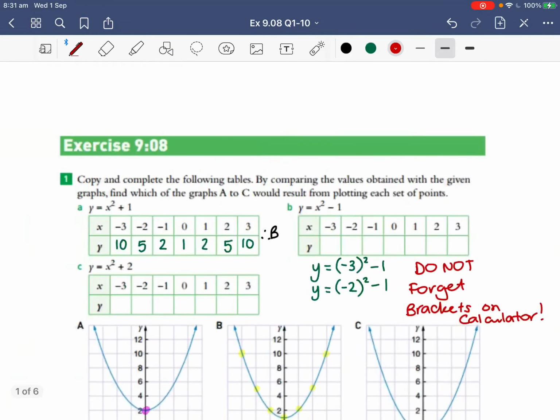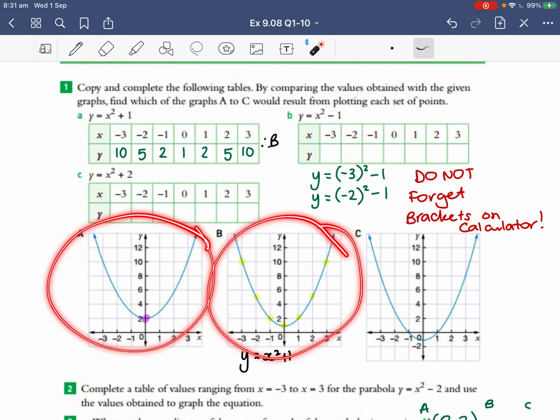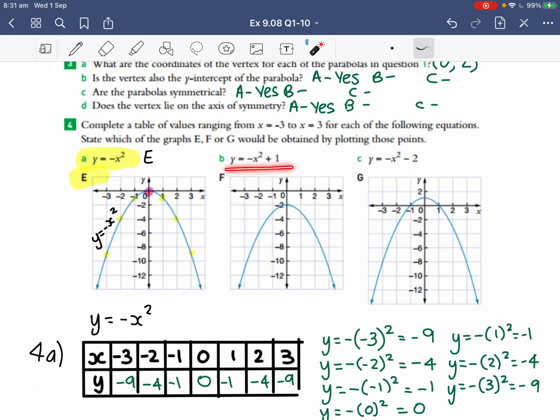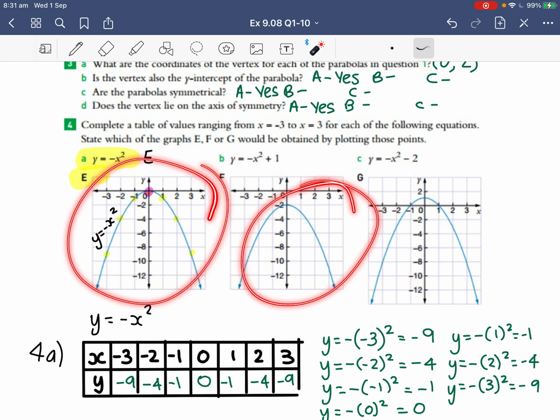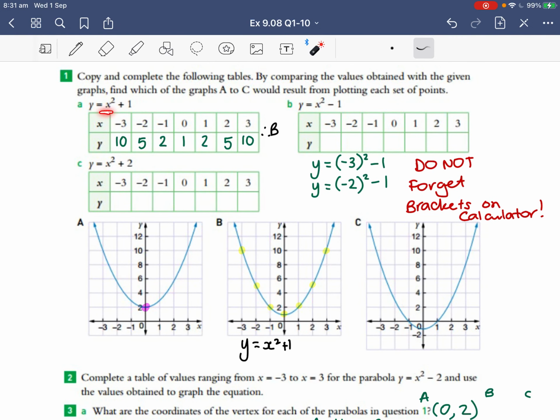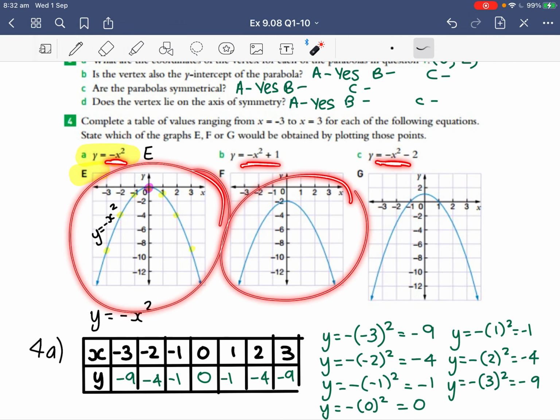If we have a little look at our first question, because we're told to look at questions 1 to 7 to help us with this. In question 1, our equations are y equals x squared plus 1, y equals x squared minus 1, and y equals x squared plus 2. All of these parabolas are concave up. If we then go to question 4, we have y equals minus x squared, y equals minus x squared plus 1, and y equals minus x squared minus 2. All of these parabolas are concave down. If we look back up at our concave up parabolas, the x squareds are all positive. Then if we look at question 4, our x squareds are all negative when they are concave down.